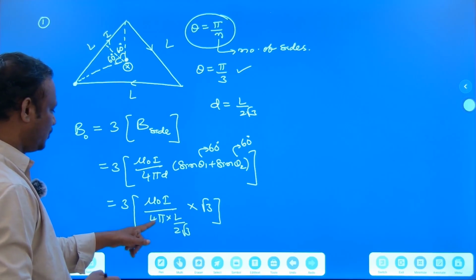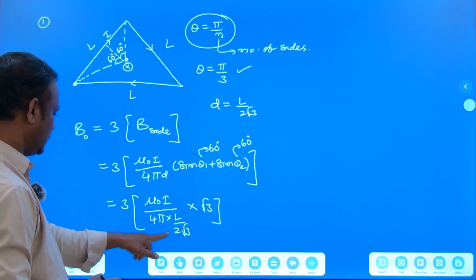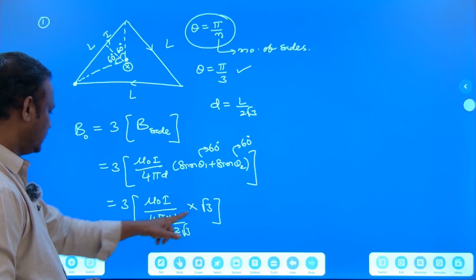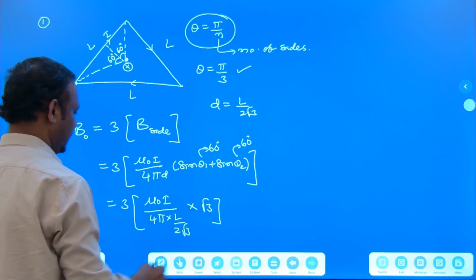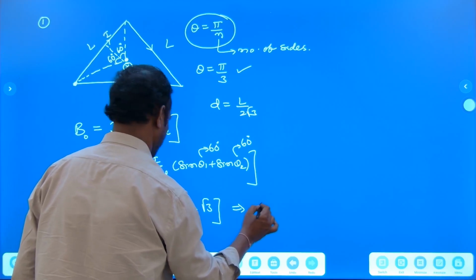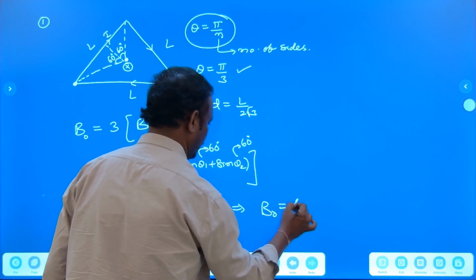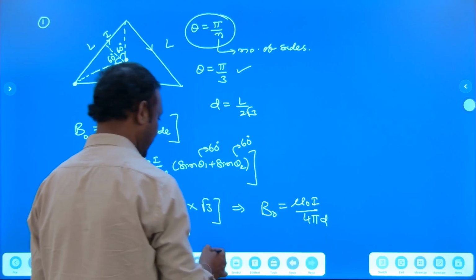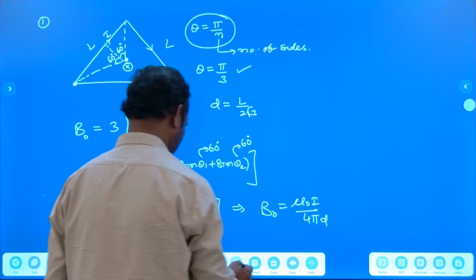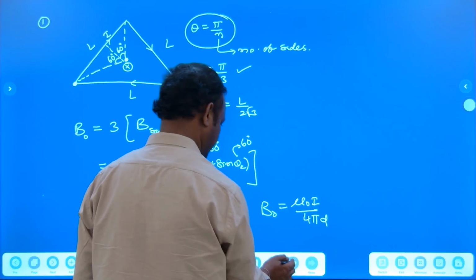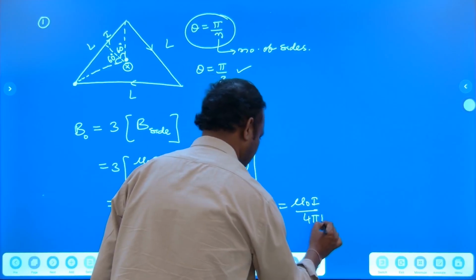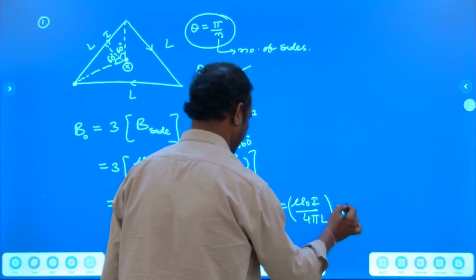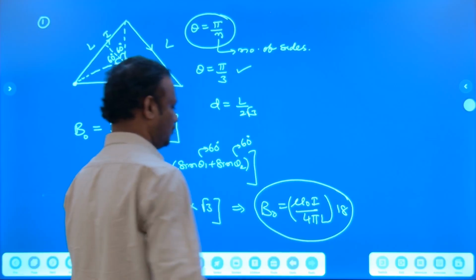So mu naught I by 4 pi, don't disturb this, keep it like this. The 2 root 3 will go up. Root 3 into root 3 is 3. 3 3s are 9, 9 2s are 18. So the magnetic field induction B naught is equal to mu naught I by 4 pi, not d, it's L, 4 pi L into 18. So 18 mu naught I by 4 pi L.